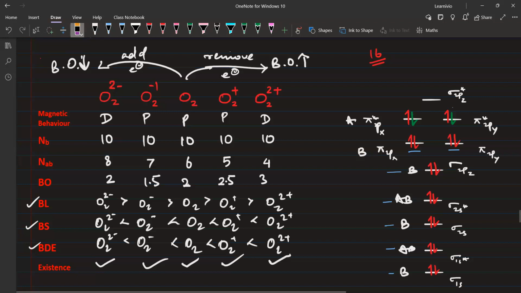Right? Here we made a mistake. It will not be 2 here, it will be 1, because 10 minus 8 is equal to 2, divided by 2 will be equal to 1. Let's go on, please copy this down.